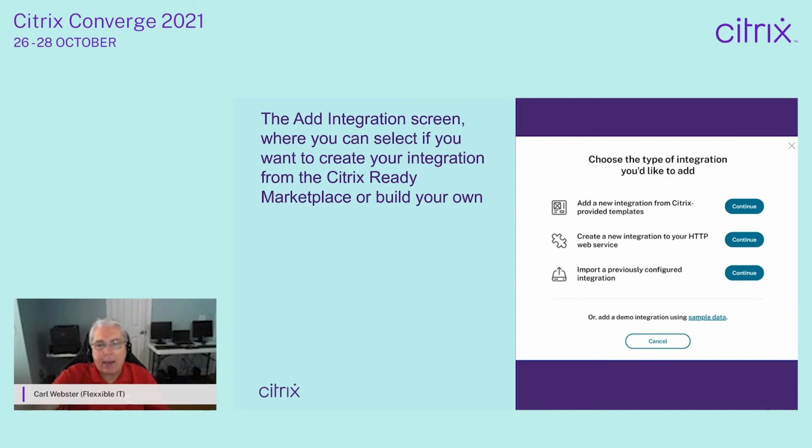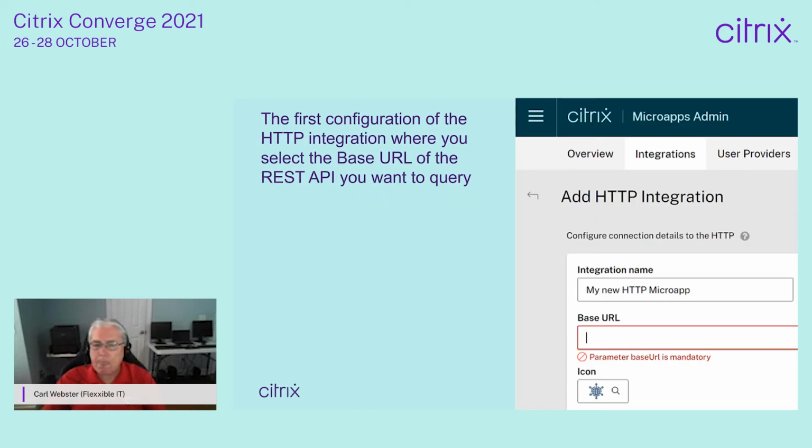And when you click on that, you can select if you want to create a new integration from stuff that Citrix has already provided, or create an HTTP integration to a web service, or import a previously configured integration. And then here's the first configuration of the HTTP integration. This is where you select your base URL of the REST API you want to query. Now remember, your junior developer is taking care of all of this technical stuff for you.